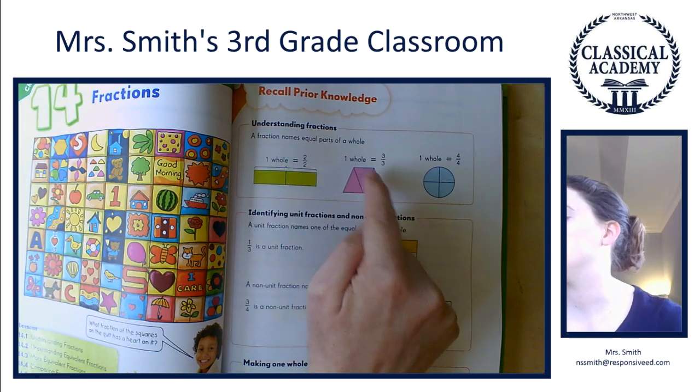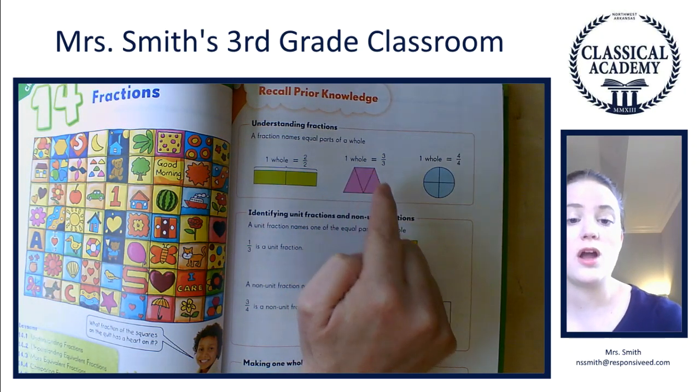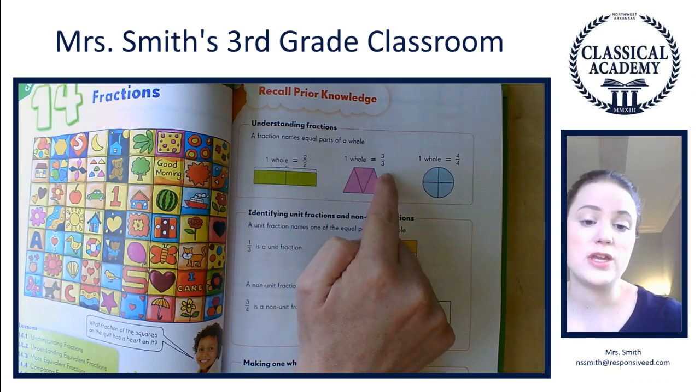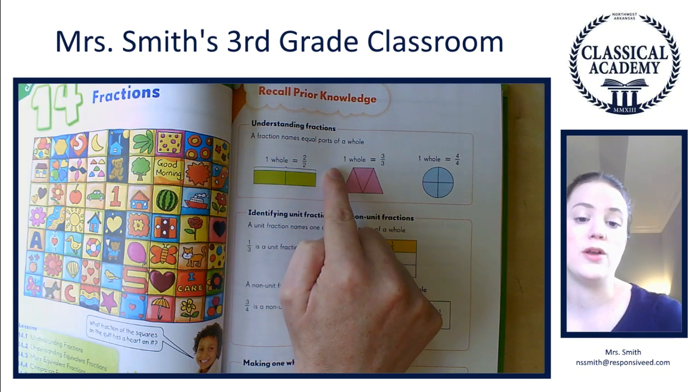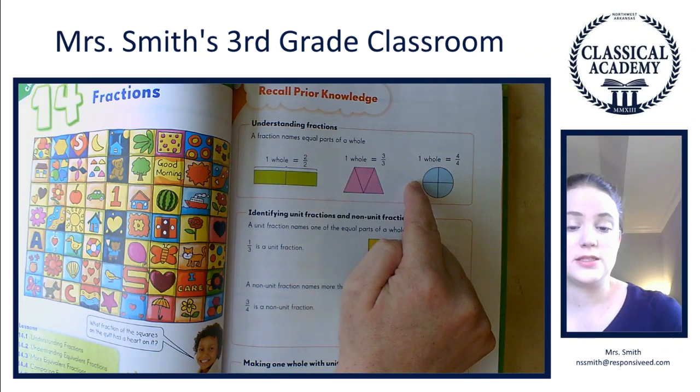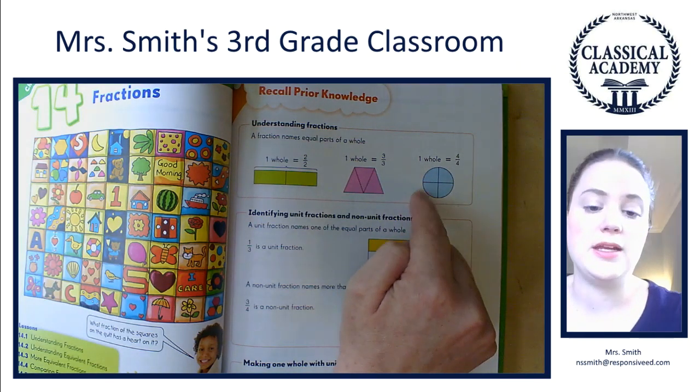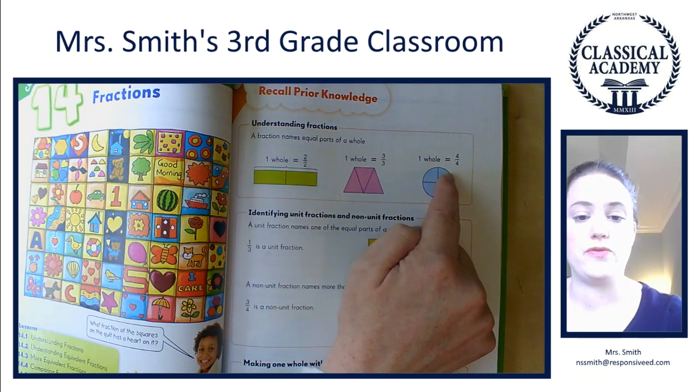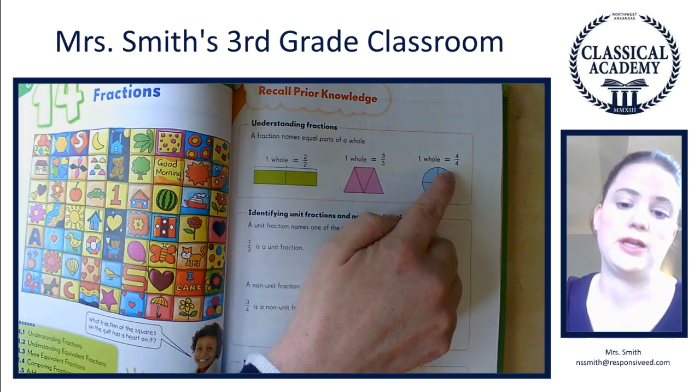This shape is divided into thirds. All three are colored in. So if you get 3/3, it equals one whole. This shape, this circle, is divided into fourths. 1, 2, 3, 4, and all four of them are colored in.